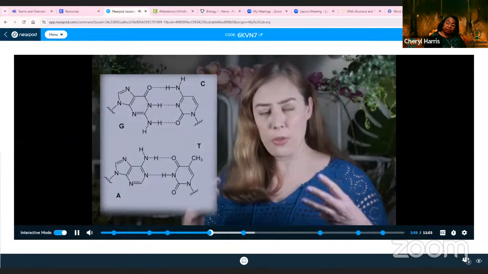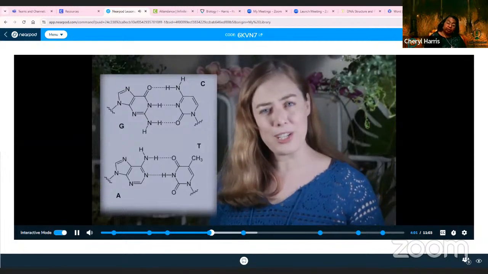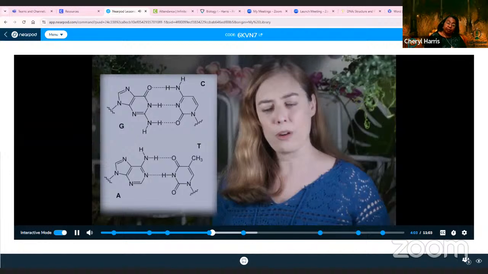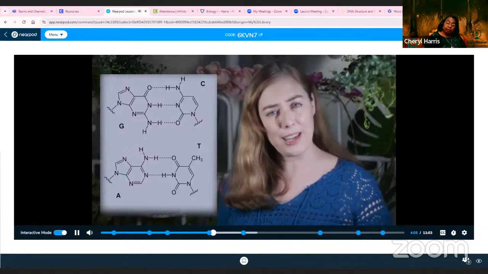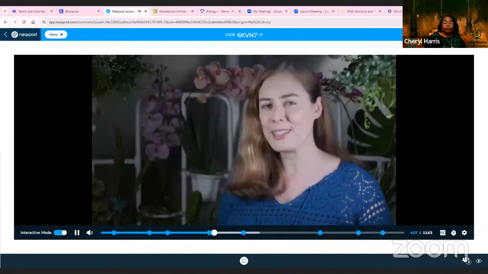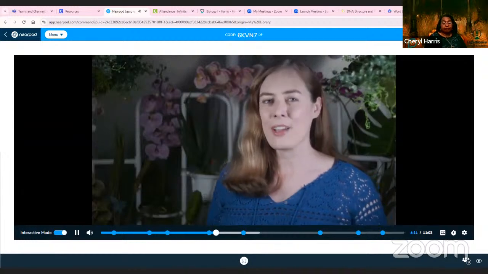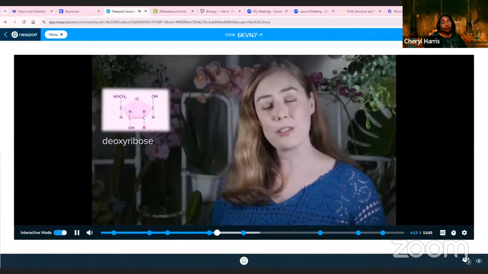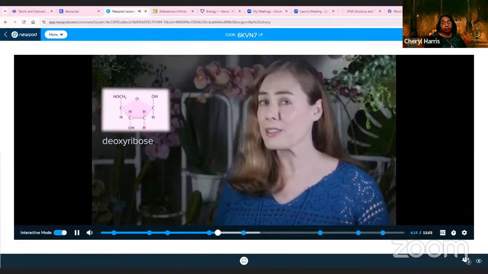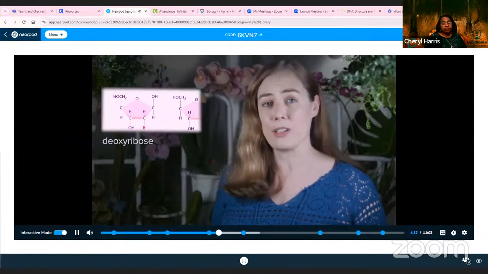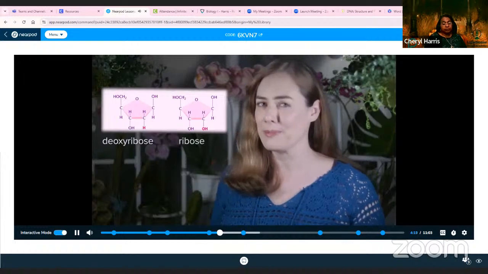Notice that there are 3 hydrogen bonds holding G and C together, while there are 2 hydrogen bonds holding A and T together. Let's take a closer look at these components. The 5-carbon sugar in DNA is deoxyribose. Deoxy meaning it's missing an oxygen compared to regular ribose.